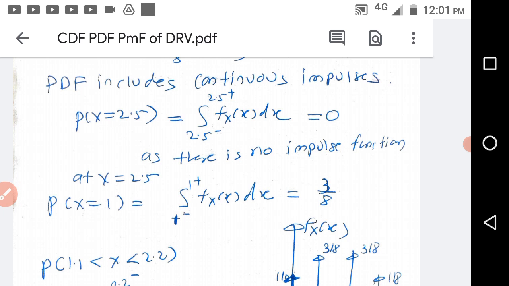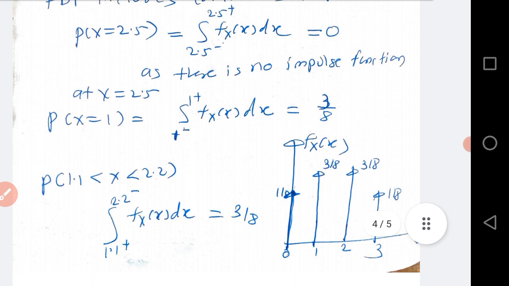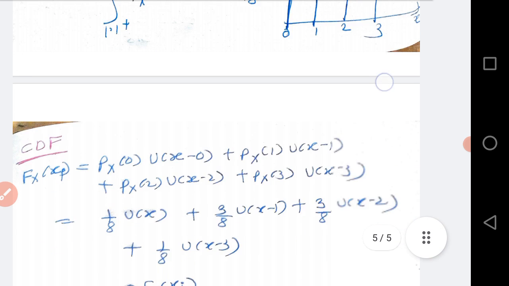So we can say that if a PDF graph is given, if at that point there is a continuous impulse, then only you will get the probability, or in that range, if there is a continuous impulse, then only we will get the probability.